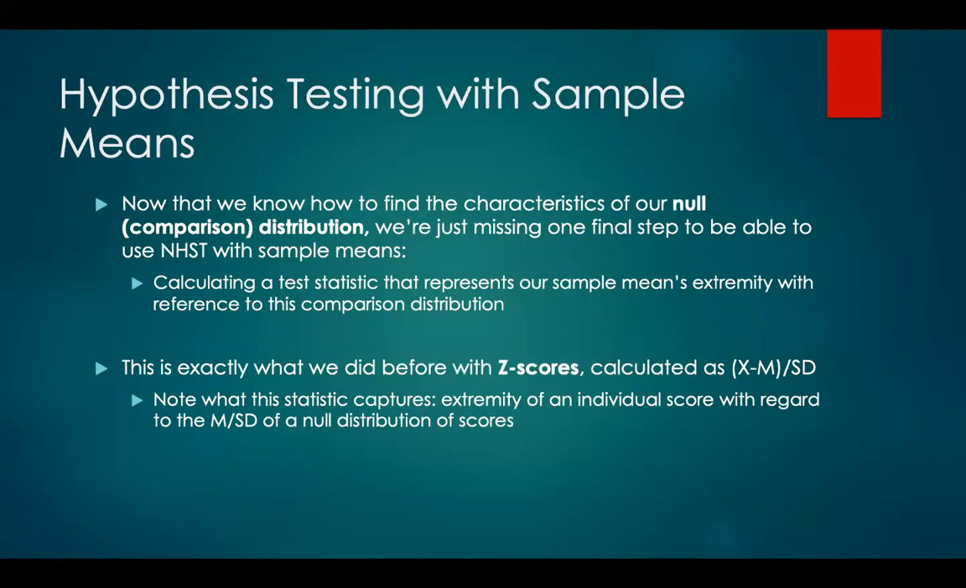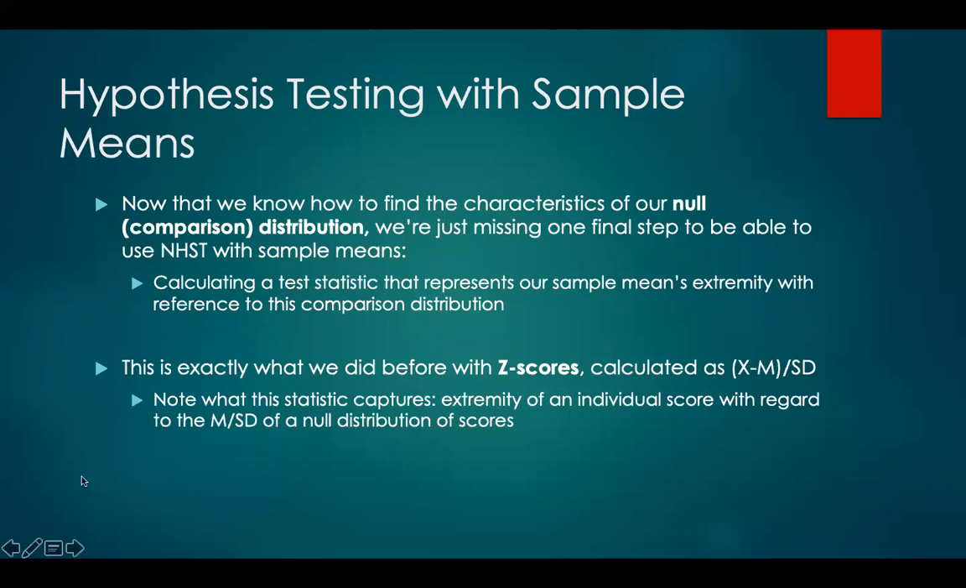So now that we know how to find the characteristics of our null comparison distribution, we're just missing one final step to be able to use null hypothesis significance testing with sample means, which is calculating a test statistic that represents our sample mean's extremity with reference to this comparison null distribution.